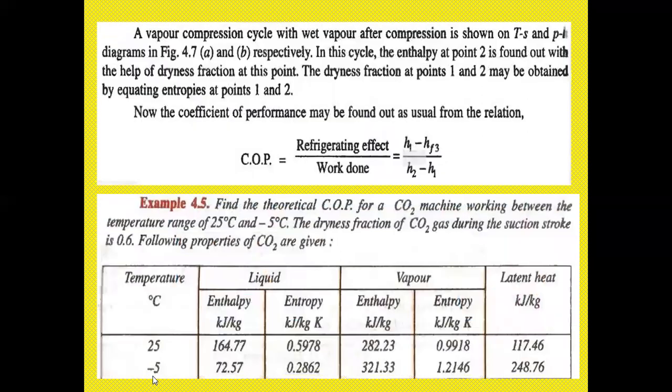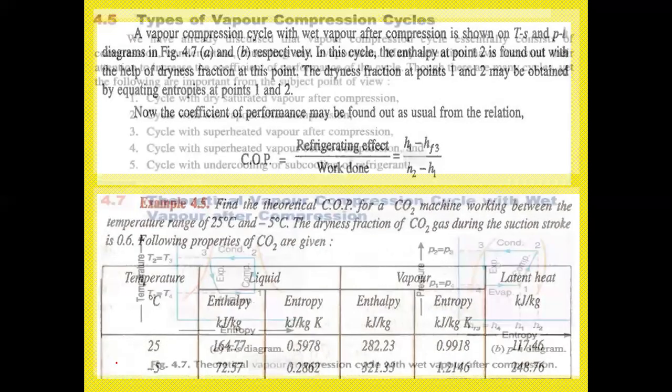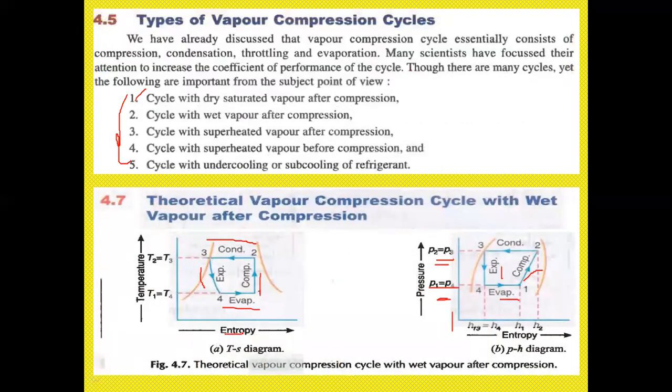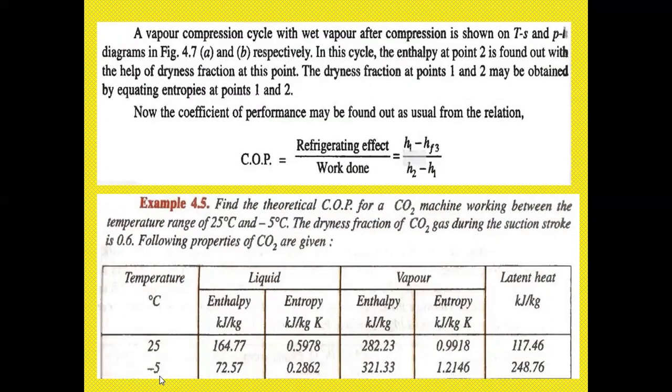Next, a vapor compression cycle with the wet vapor after compression is shown in the graph. Now here the enthalpy at point 2. The enthalpy at point 2 is found out with the help of the dryness fraction at this point. The dryness fraction at this point is obtained by equating the entropies at point 1 and 2.